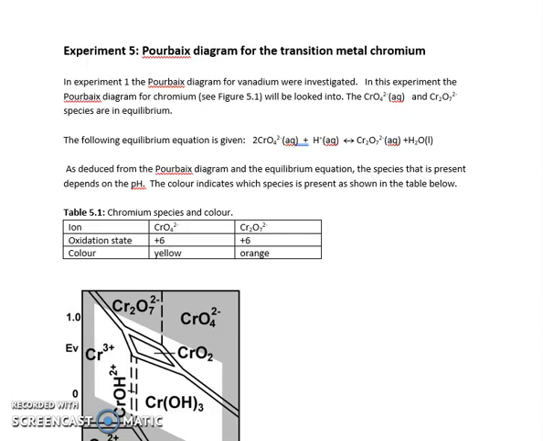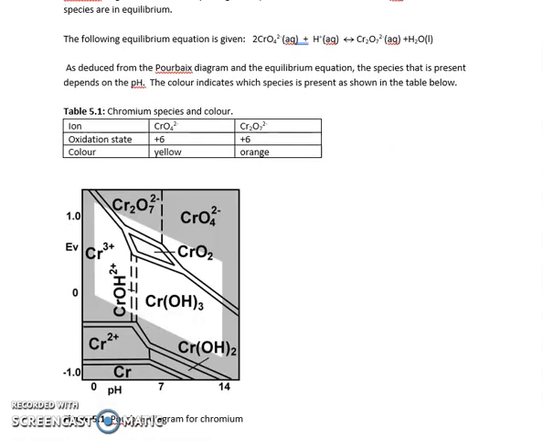Good day. Experiments 5 and 6 are dealing with equilibrium. So you need to revise the Le Chatelier's Principle by reading about it in McMurray and Fay. In experiment 5, we will be looking at the dichromate ion and the chromate ion.